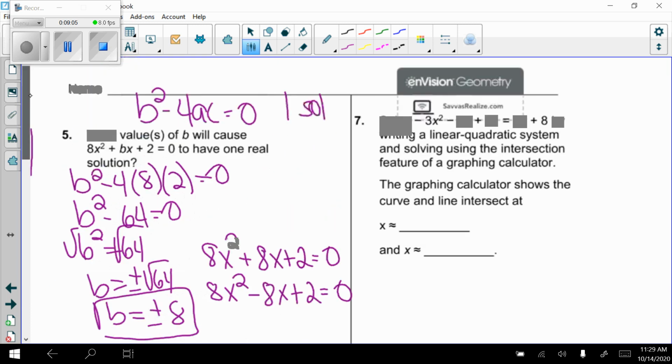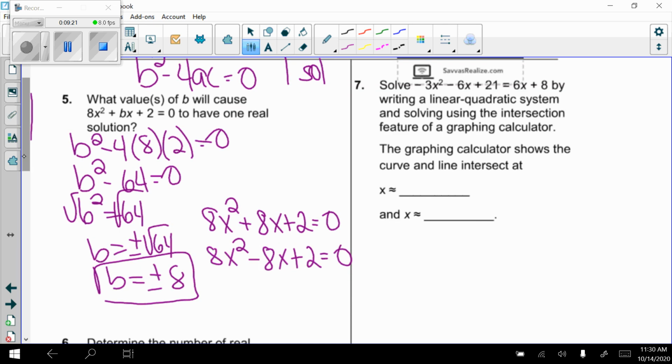Number 7. Solve negative 3x squared minus 6x plus 21 equals 6x plus 8 by writing a linear quadratic system and solve using the intersection feature of a graphing calculator. The graphing calculator shows that curve and line intersect at x is approximately what and x is approximately what. So again, you're going to either on the graphing calculator or Desmos, you will have your option on the test to use either one. Plug in the first equation, y equals negative 3x squared minus 6x plus 21. The second equation, y equals 6x plus 8.